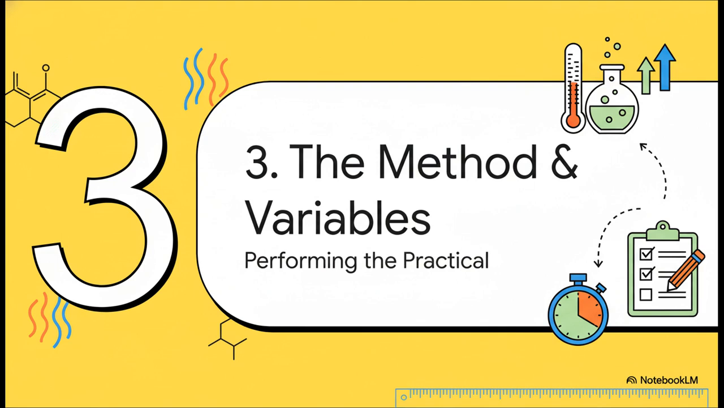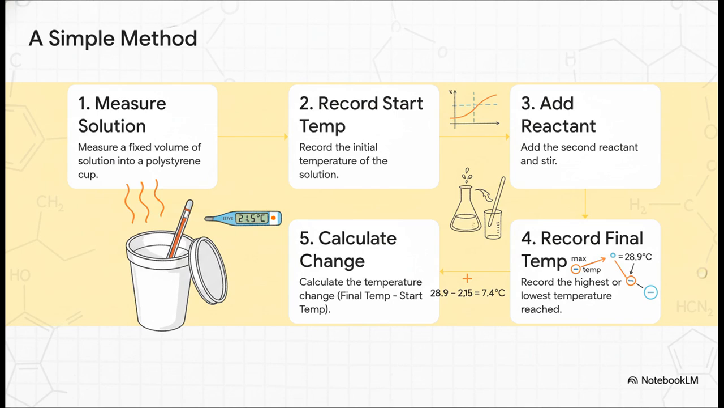Getting marks on method questions is all about being clear and knowing the right steps. Here is a perfect, simple method. First, notice the polystyrene cup. That's a big deal. It's an insulator which helps stop heat escaping. So, you measure your solution, pop it into the cup, and take the starting temperature.